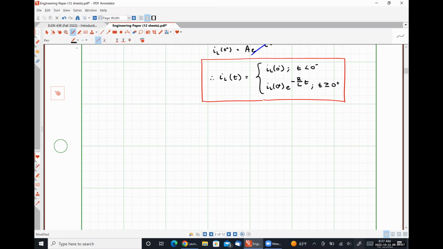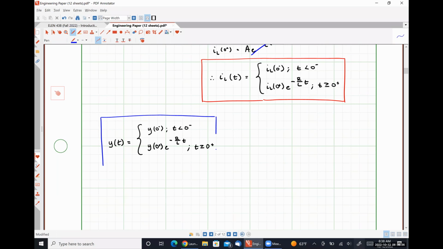So instead of saying IL of T specifically here, what I'm going to say is Y of T is equal to Y at 0 minus, T less than 0 minus, and Y 0 plus E to the negative R over L times T, T greater than or equal to 0 plus, where Y simply represents any current or voltage in our system. So we can now apply this same equation to inductor current, inductor voltage, resistor current, resistor voltage. Everything is going to behave governed by this equation. Okay.